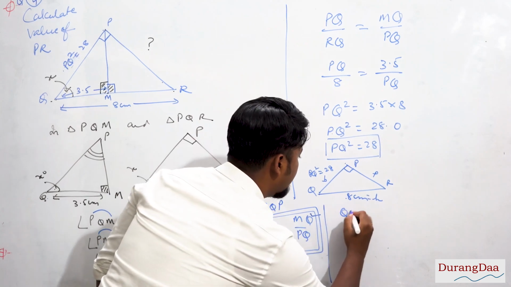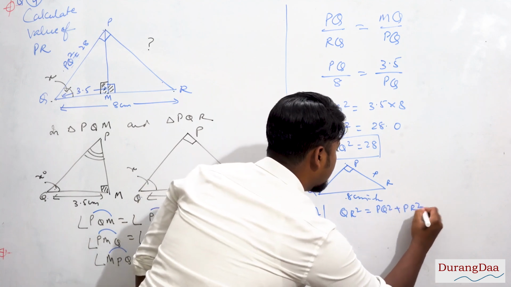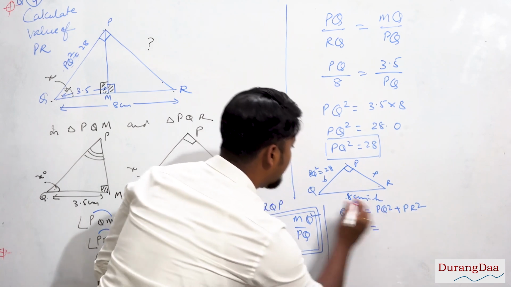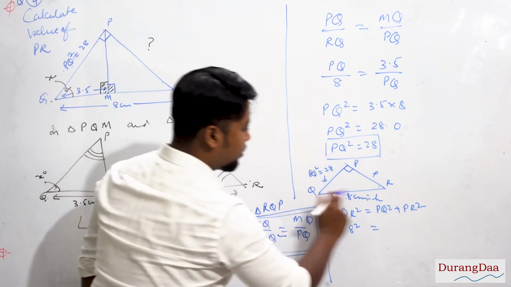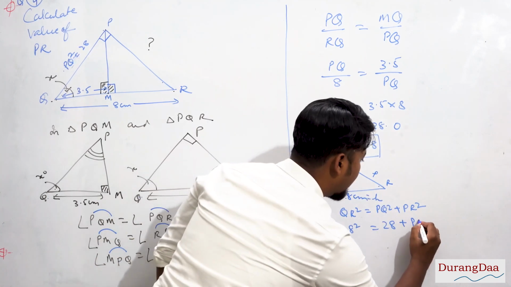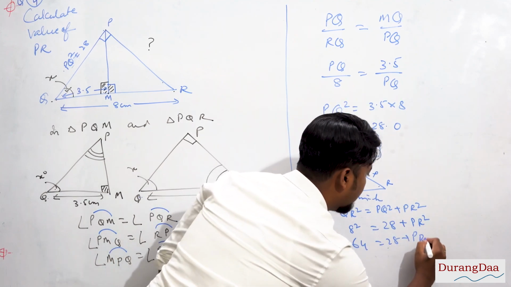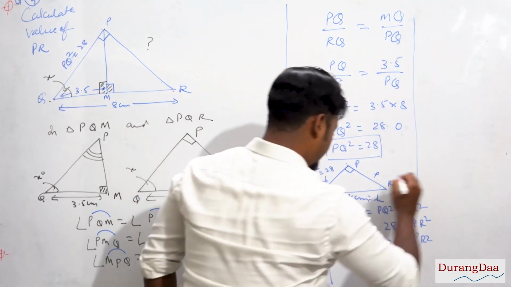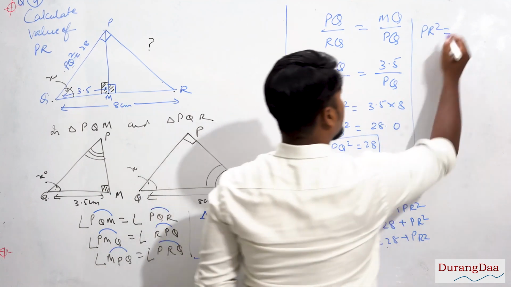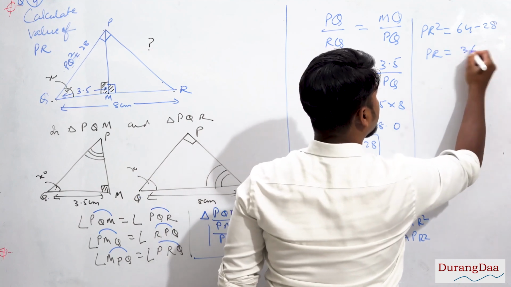We can just write QR square is equal to PQ square plus PR square. Value of QR is 8 square here. PQ square value is already given here, 28, so no need of putting square on top of it. 28 plus PR we have to calculate. So this would be 64, 28 plus PR square. Now the final part, PR square would be equal to 64 minus 28.